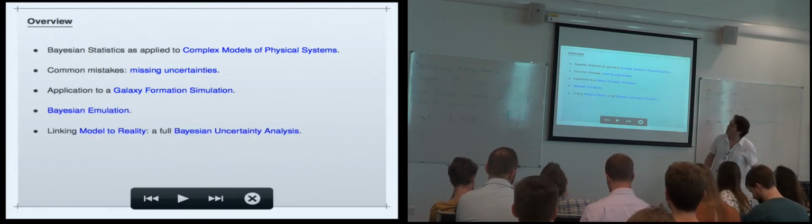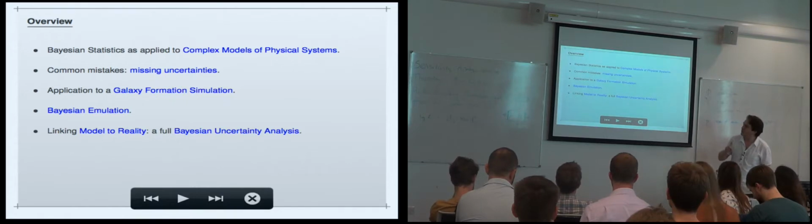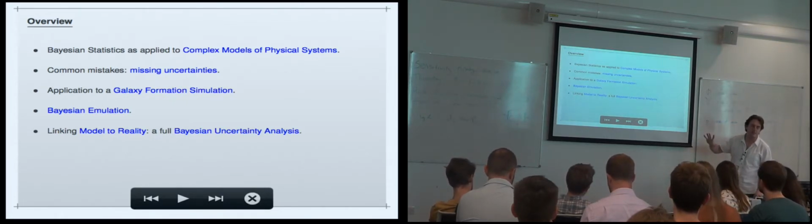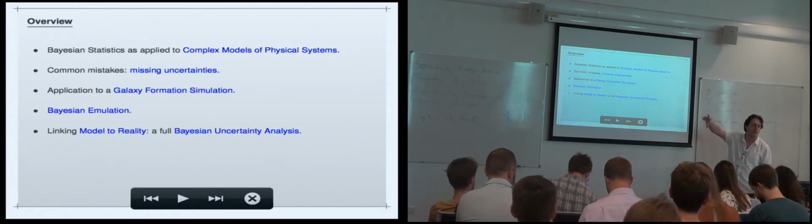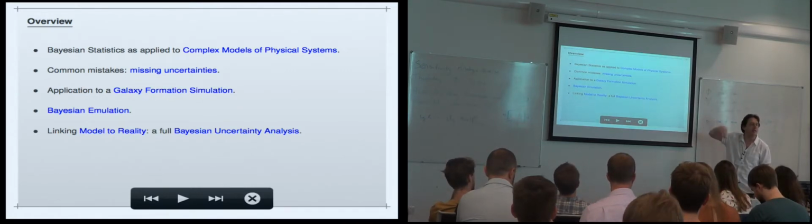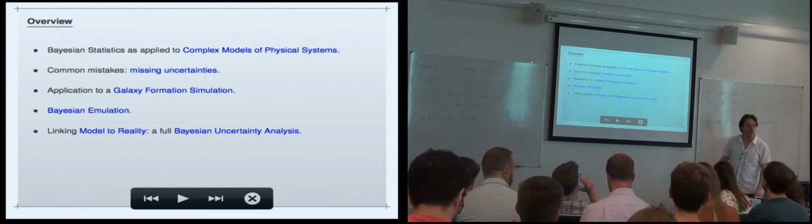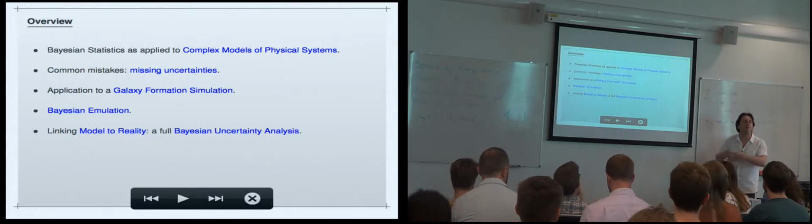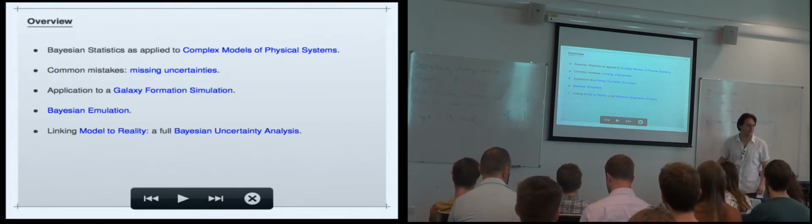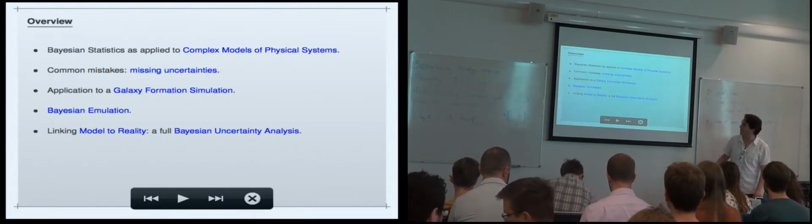Then Bayesian emulation, linking model to reality. I'm going to show how Bayesian statistics formally links your model to reality in a certain setting, and the uncertainties in that link, and why, if you don't do that, you are going to be a little bit in the dark, chasing shadows. Maybe your entire analysis will not be meaningful. And also it's quite easy to do.